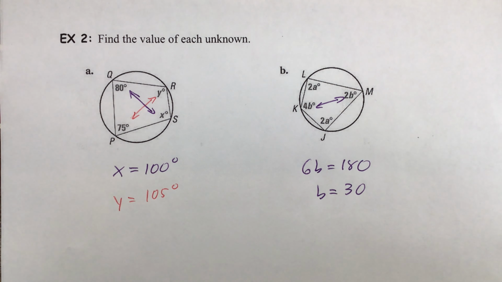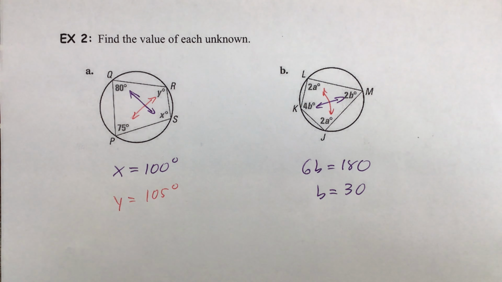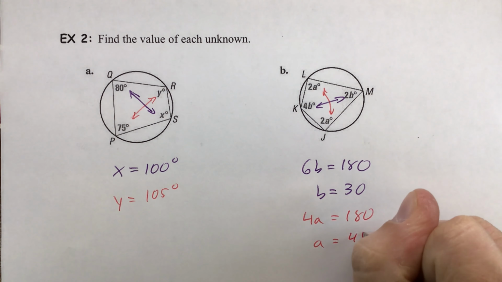All right, and then for the other two that we have there, they're both going to be the same measure because they're both 2a. But what we're going to do is add them together. We're going to say that 4a is equal to 180. Divide that by 4, and you get 45.